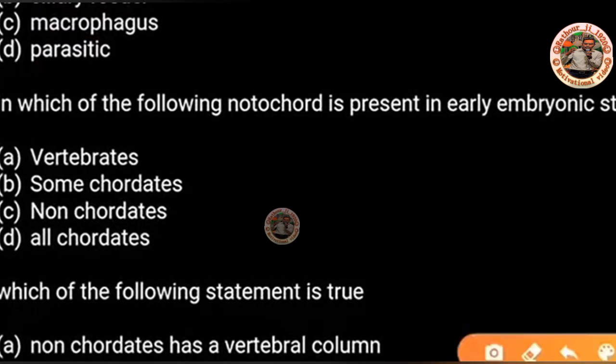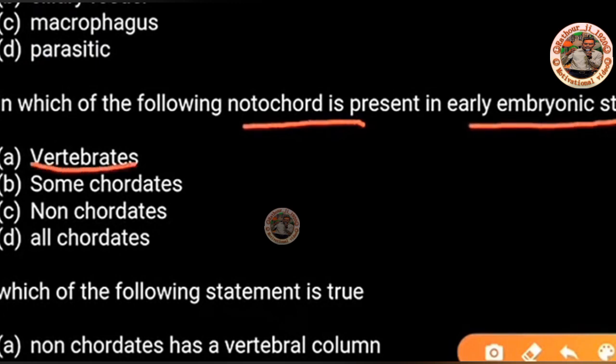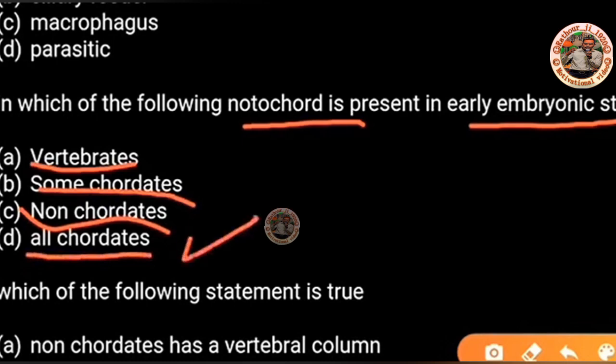Question 28. In which of the following is notochord present only in the embryonic stage? Option A, vertebrates. Option B, some chordates. Option C, non-chordates. Option D, all chordates. So the right answer is option D, all chordates. All chordates contain a notochord present only in the embryonic stage but absent in adults. So the right answer is D.